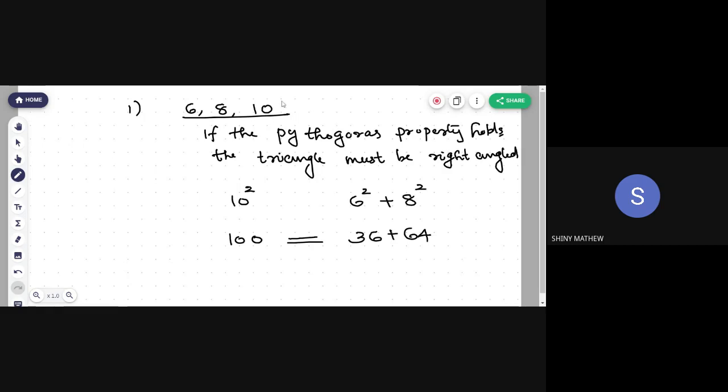Okay. Then we can draw one right angle triangle this way, because here the hypotenuse square is the same as the sum of the squares of the other two sides. So it satisfies Pythagoras property. That means it is a right angle triangle. So you can write: it is the measurement of a right angled triangle.